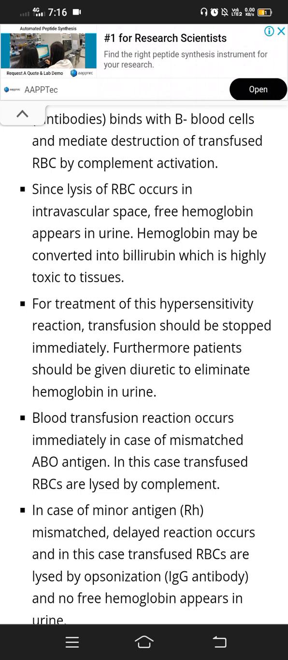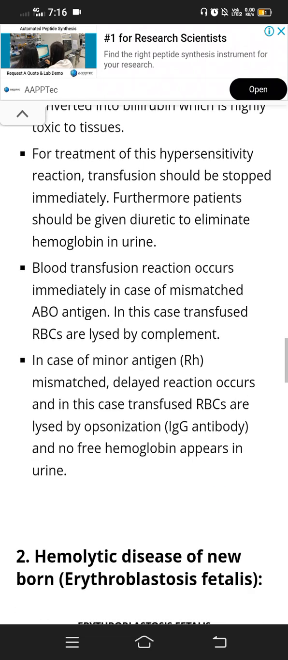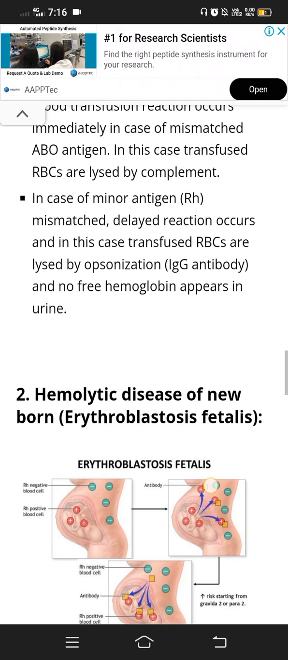Since lysis of RBC occurs in the intravascular space, free hemoglobin appears in urine. Hemoglobin can be converted into bilirubin, which is highly toxic to tissues. For treatment of this hypersensitivity reaction, transfusion should be stopped immediately. Blood transfusion reaction occurs immediately in case of mismatched ABO antigen. In this case, transfused RBCs are lysed by complement. In case of minor antigen mismatch, a delayed reaction occurs, and in this case, transfused RBCs are lysed by opsonization by IgG antibody, and no free hemoglobin appears in urine.